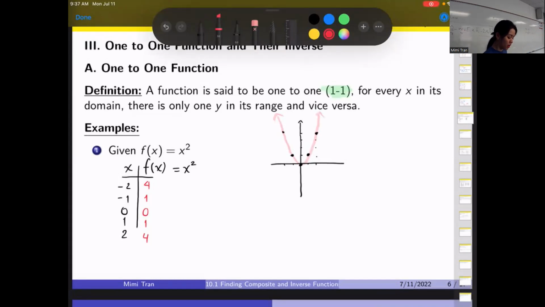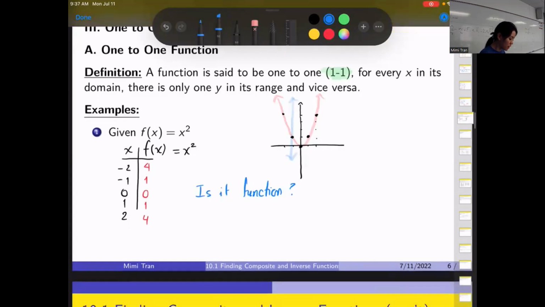Okay, so first of all, is this a function? Is it a function? And why? Yes, right? Because it passed the vertical line test. If you draw any line, randomly draw any line, it only cuts it once. Is it a one-to-one function?